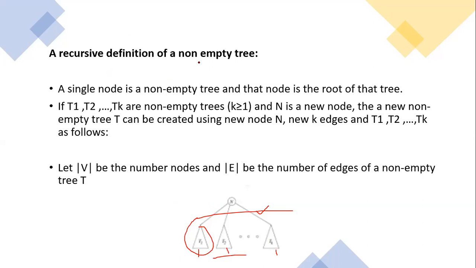Recursive definition of a non-empty tree. If you are taking the particular tree as non-empty, that means it has some elements. So I can say a single node or a particular tree being non-empty means it has some elements.